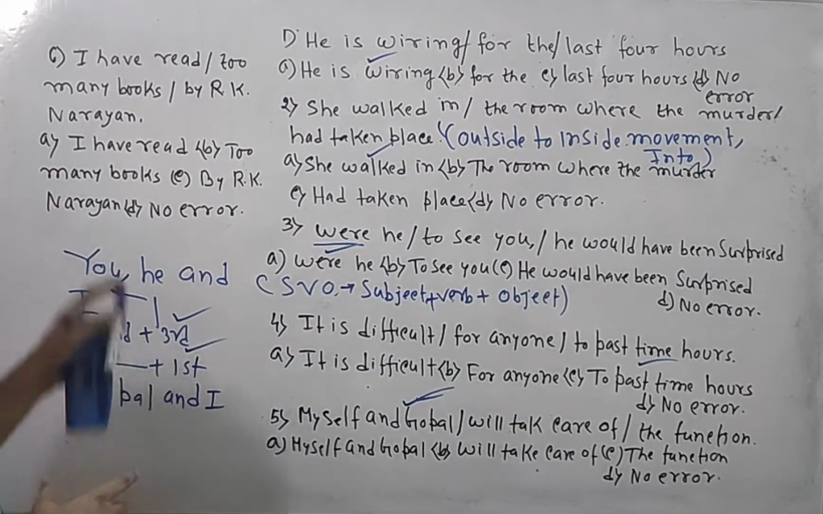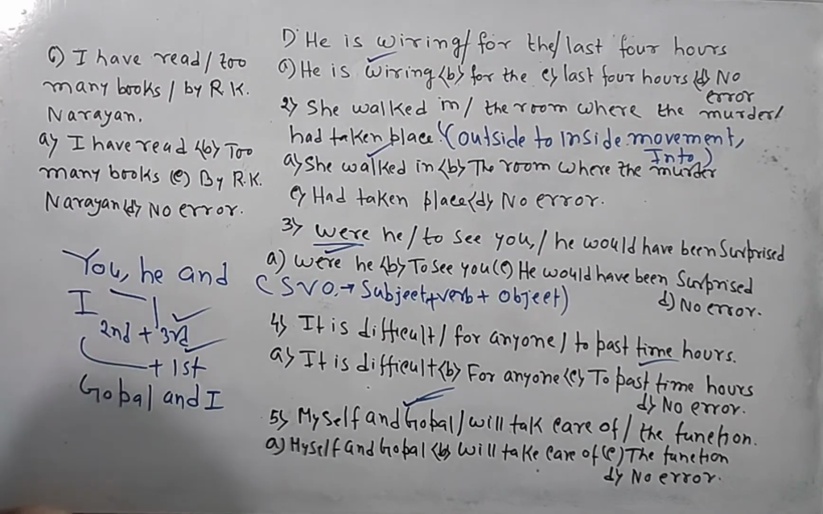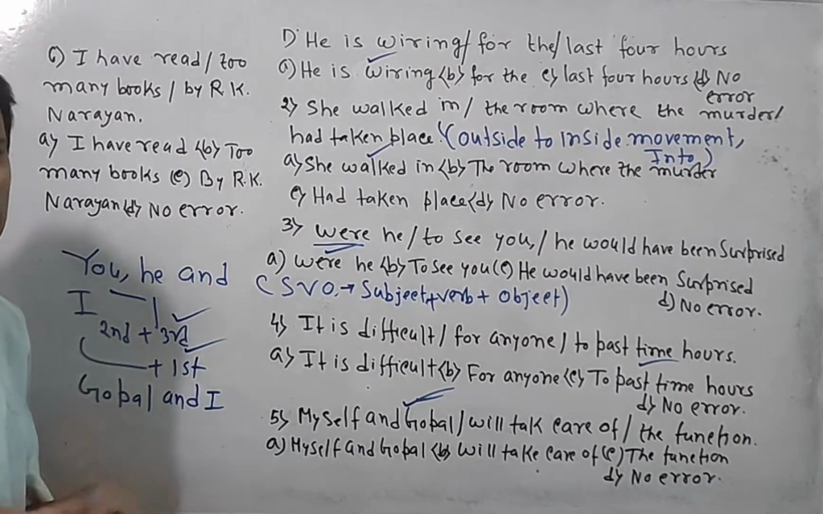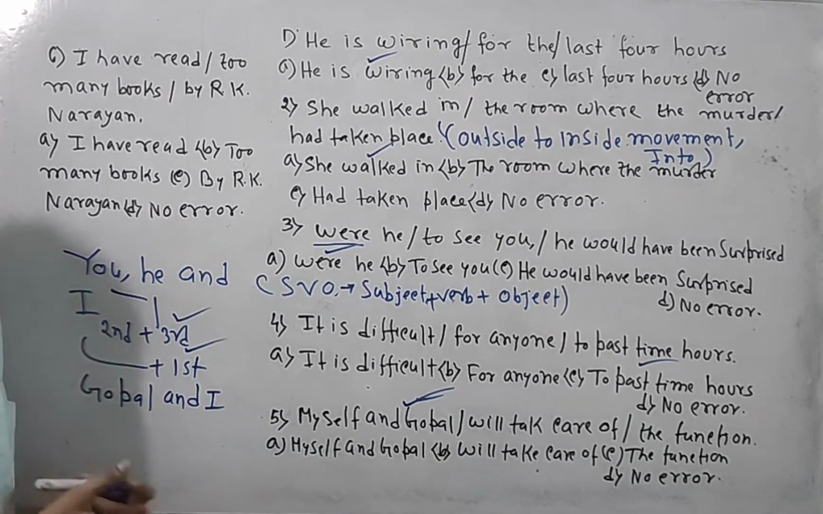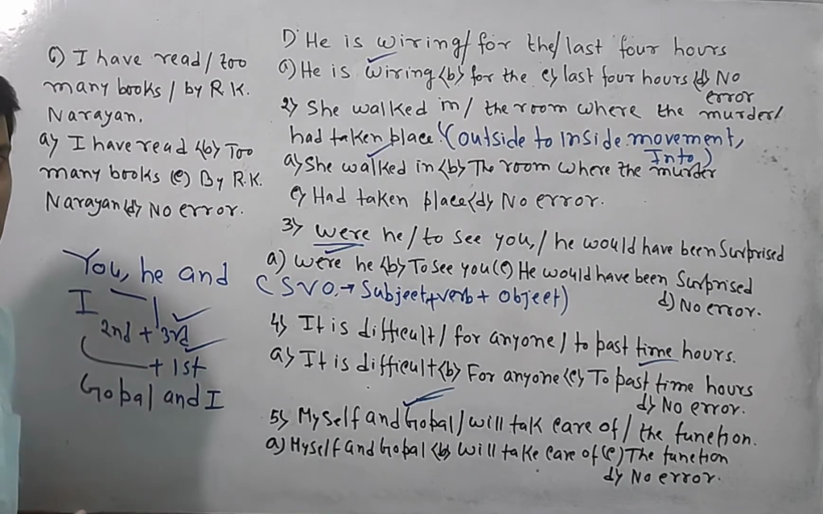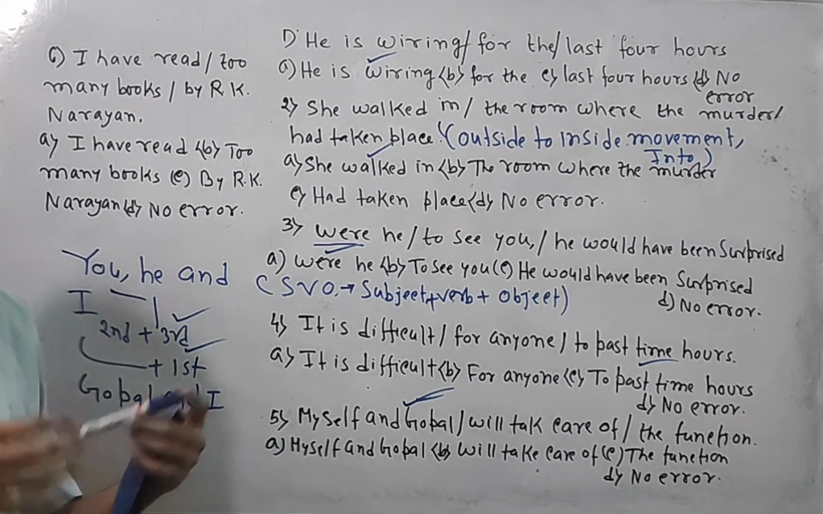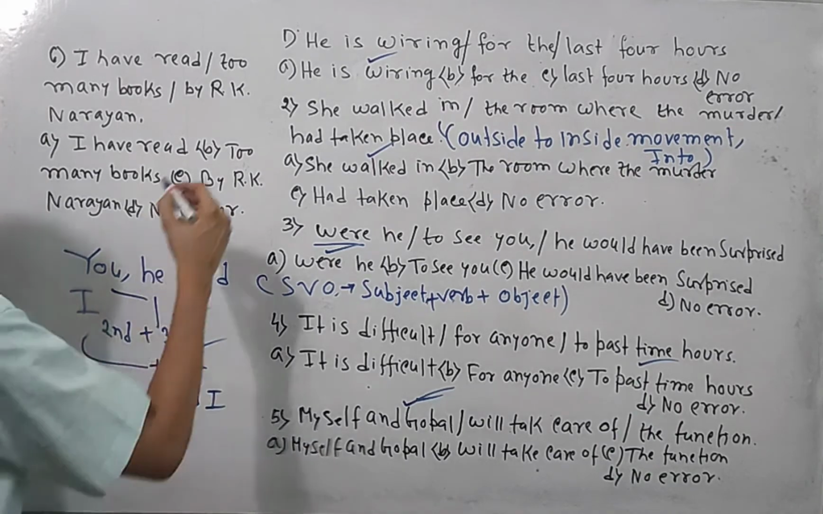Now if I just look over the next question: I have read too many books by R.K. Narayan. Now where is the mistake? I have read too many books by R.K. Narayan, or no error. Now, we generally say "so many books", not "too many books". "Too many books" is a different kind of construction. So we never say "too many books". It's an incorrect piece of English. We should always say "so many books" instead of "too many books". The right answer should be "so many books". So the mistake lies here.